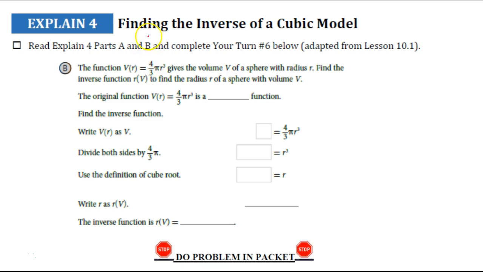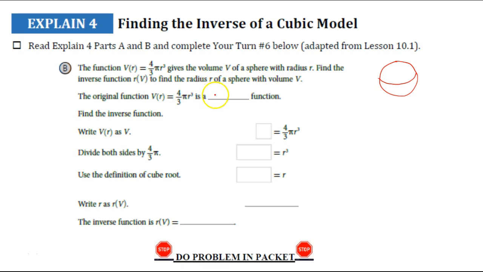So we'll be going over finding the inverse of a cubic model. It's kind of like a word problem with third power cubic expressions. It says the function V of r equals 4/3 pi r to the third, which gives the volume of a sphere, like our globe, given the radius. Find the inverse, r of V, to find the radius of a sphere given a volume.